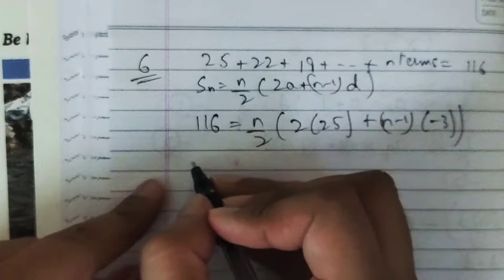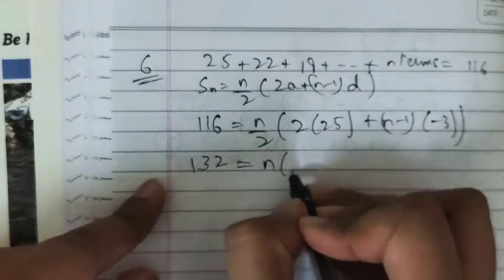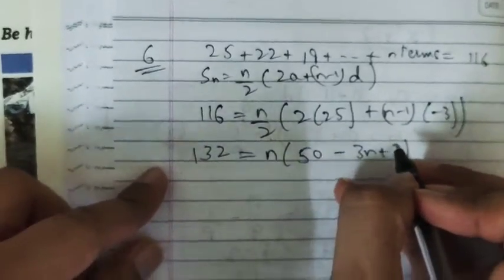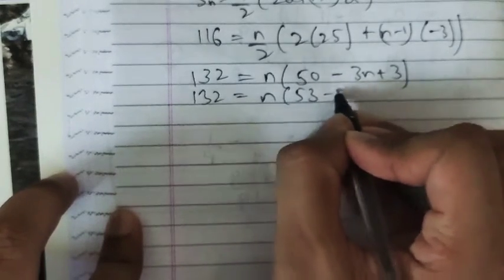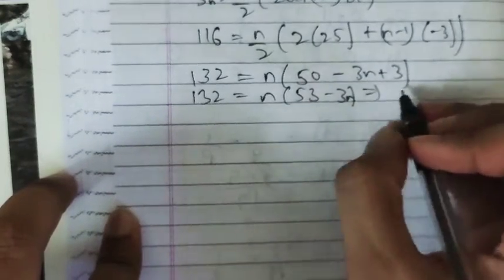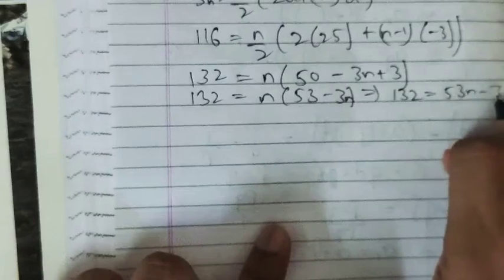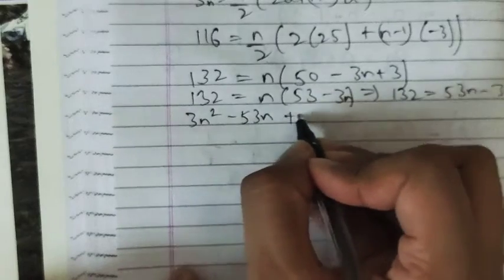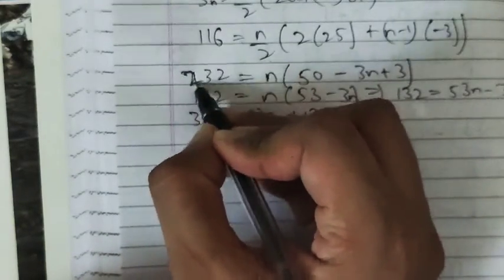So taking this 2 here, so this will be 232 is equal to n bracket 50 minus 3n plus 3, right? So 232 is equal to n, 50 plus 3 is 53 minus 3n. So this implies 232 is equal to 53n minus 3n square. So we can say 3n square minus 53n plus 232 is equal to 0, right? So this we got.